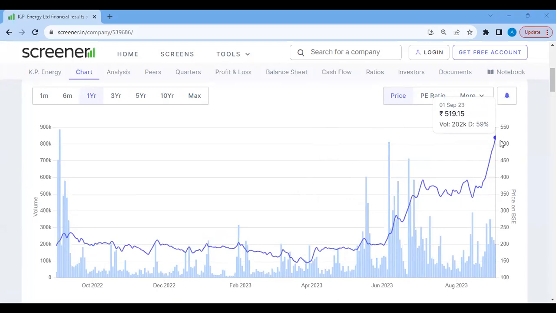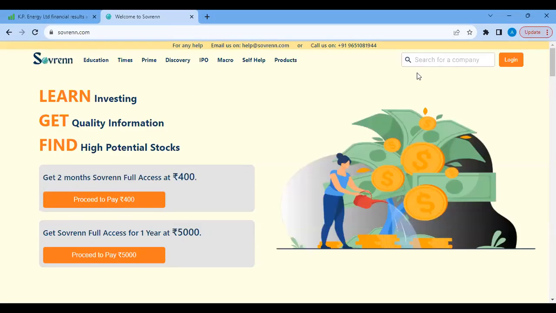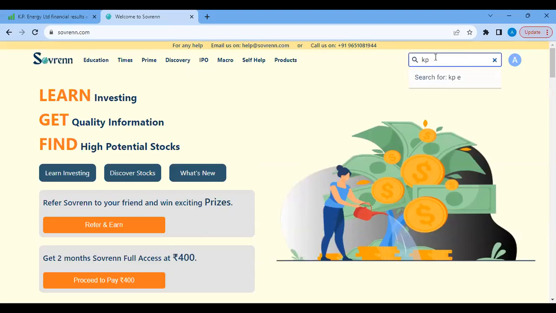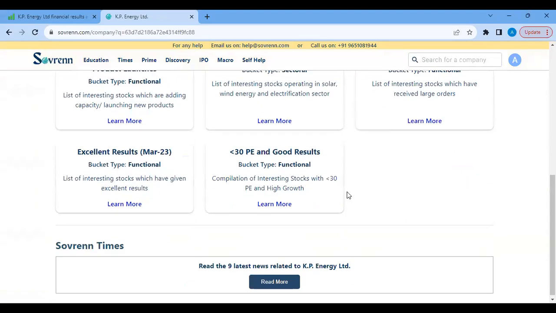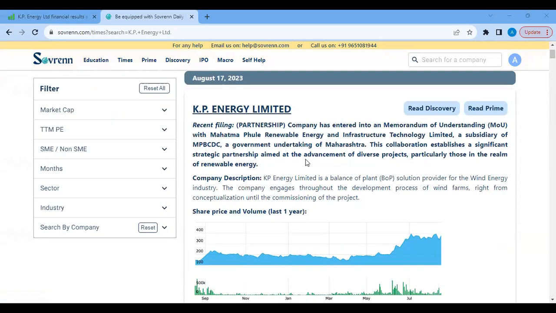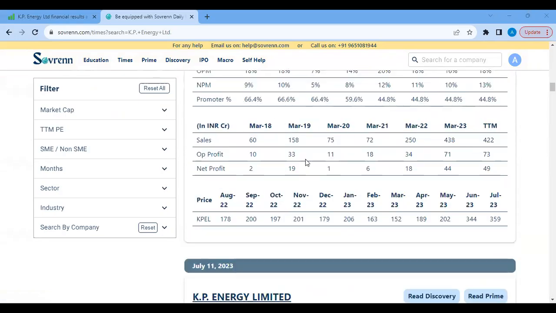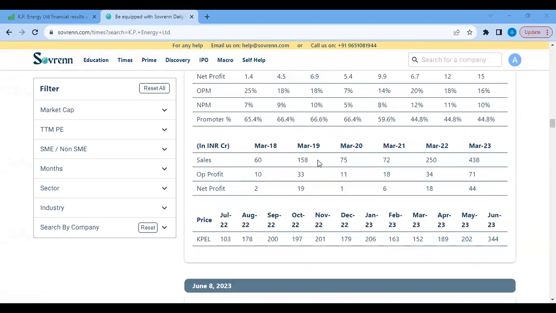Very clear example of a fast growing asset available at a very, very cheap P ratio in the month of May. And I will also show it to everyone. I hope you are reading Sovrenn Times, right? Let me show you Sovrenn Times. Here, low P didn't indicate low growth. Here, low P indicated a huge buying opportunity.